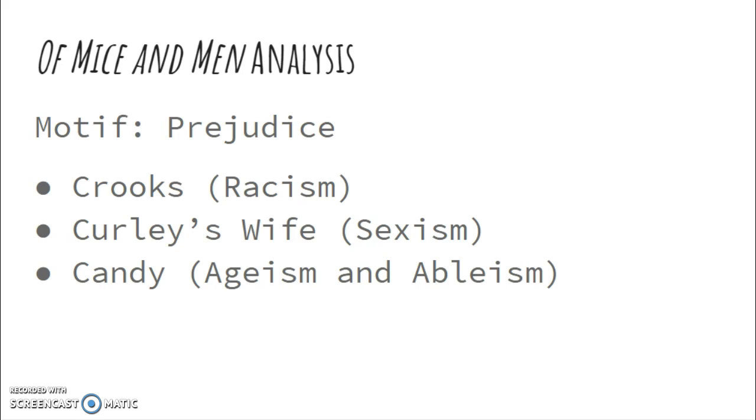In analyzing Of Mice and Men, one of the major ideas or motifs that comes up is prejudice. And in this novella by John Steinbeck, prejudice is used to separate and emphasize the apartness or the differences of characters. Steinbeck reinforces this theme through the use of 3 characters: Crooks, who faces a specific form of prejudice called racism; Curly's wife, who faces sexism; and Candy, who faces ageism and ableism. For our first example, I'm going to talk about Crooks.